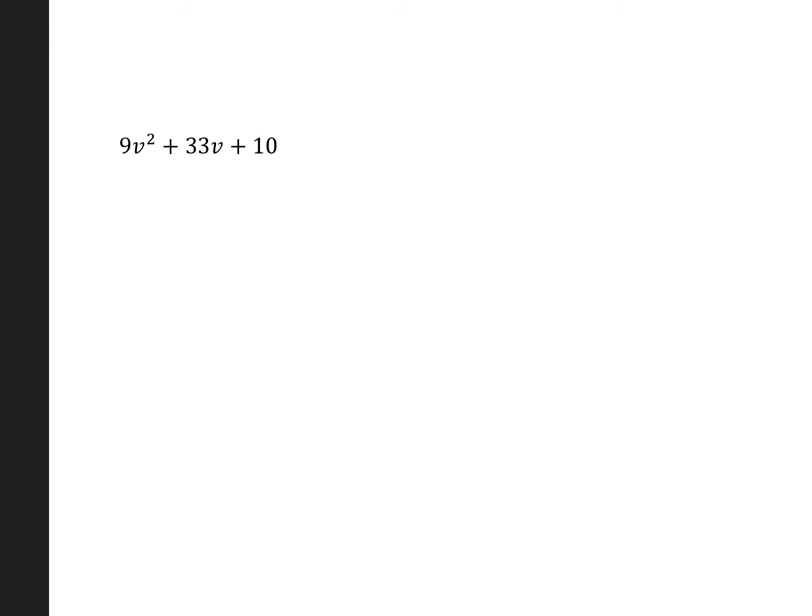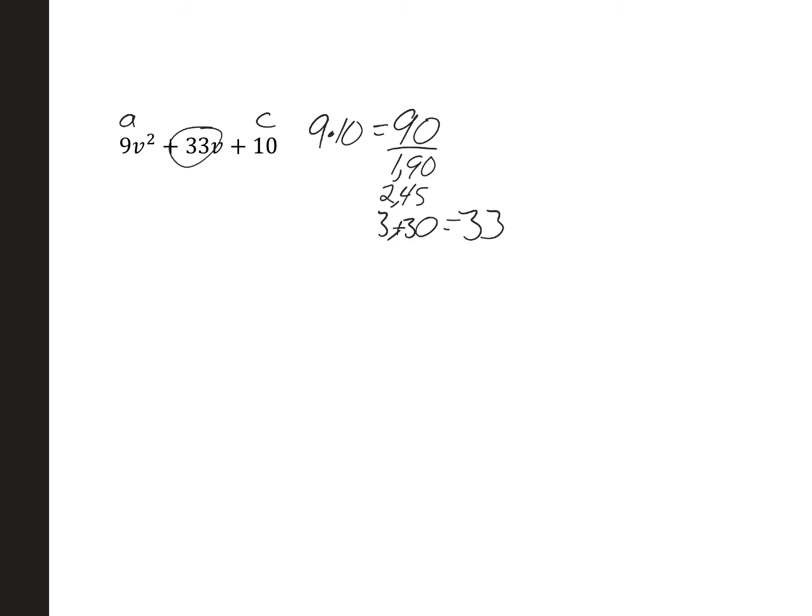9, 33, and 10. Well, there is no GCF for that, so this is my A, this is my C. So now we have 9 times 10. 9 times 10 is 90. What are my factors of 90? 1 and 90, 2 and 45, 3 and 30, 4. Well, just looking at them, I want something that adds to give me 33, right? So I always think about that while I'm trying to figure this out. Well, doesn't 3 plus 30 equal 33? So then I don't have to keep going. I can stop as soon as I find something.